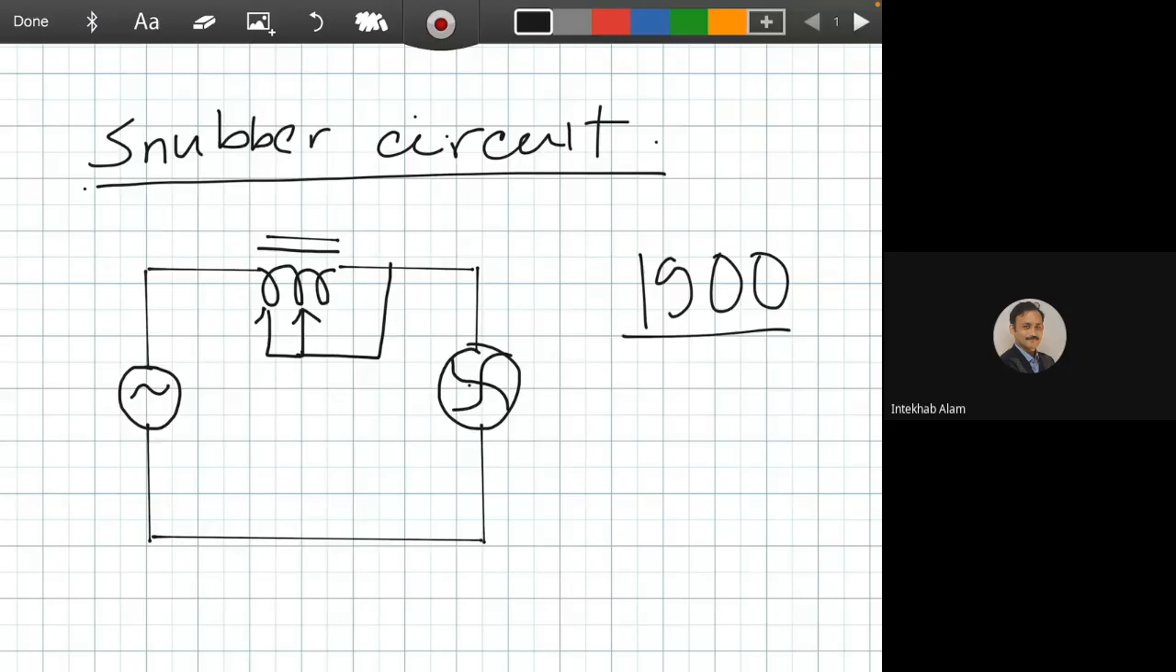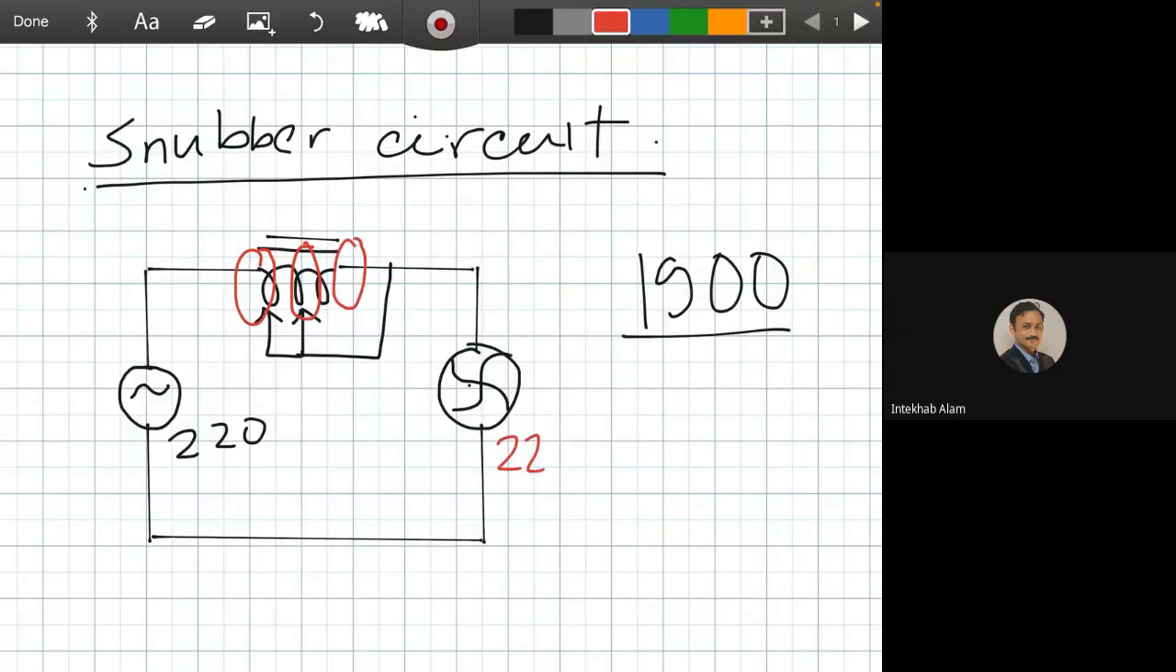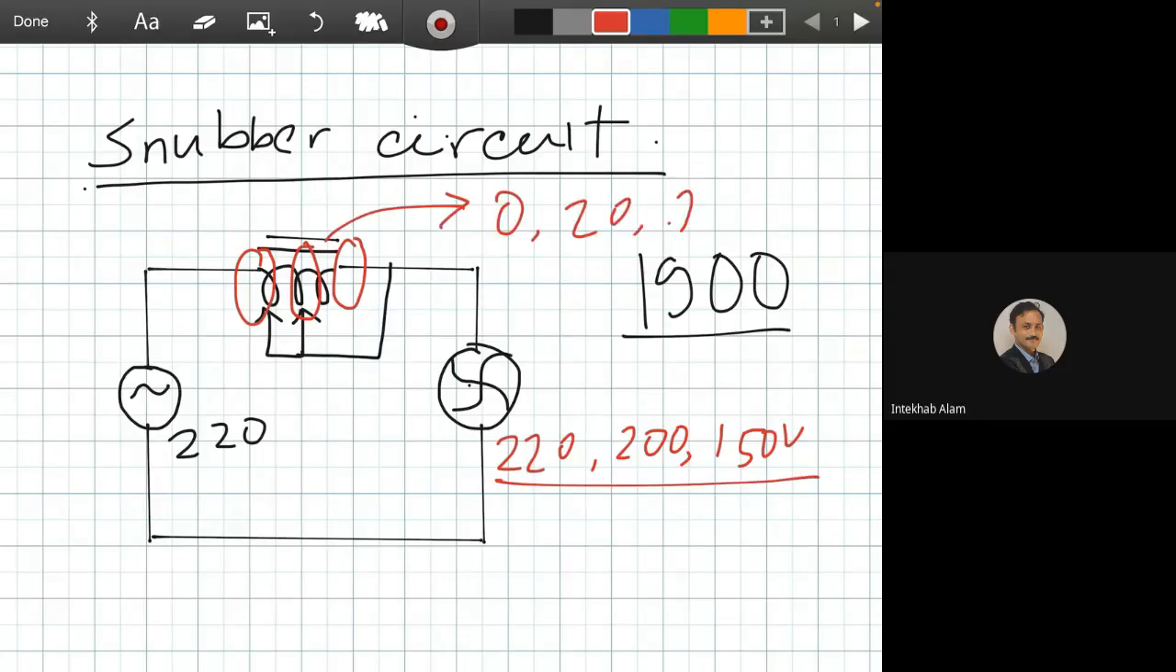When we apply 220 volts AC here, there is a drop. Here the drop is minimum, here the drop is a little bit or mid, and here the drop is maximum. So the fan gets 220 volts, 200 volts, or even 150 volts. So there is a constant drop, like 0, then 20 volts, then 70 volts. Using this regulator, we can control the speed of the fan.